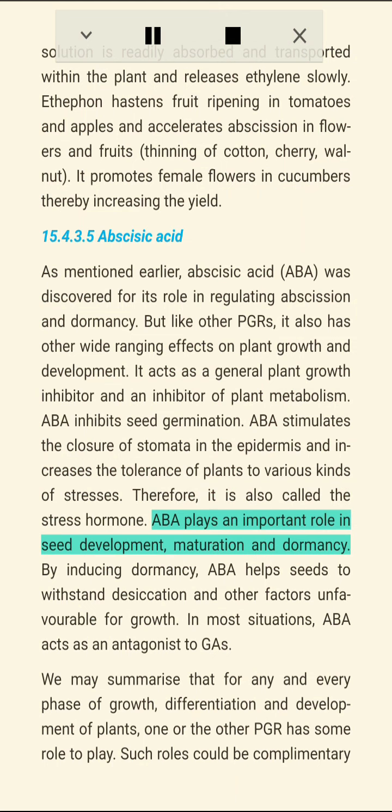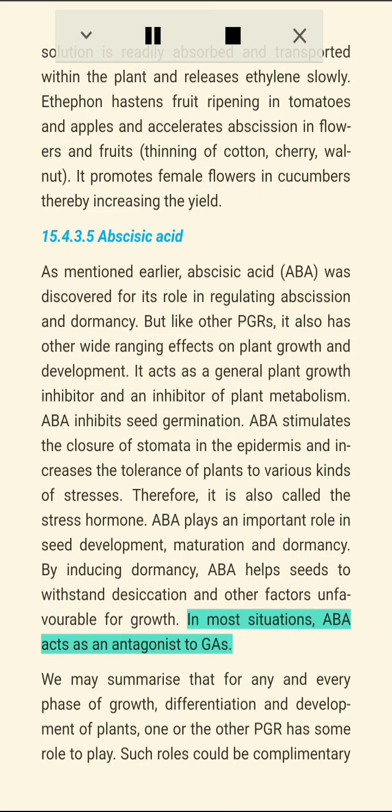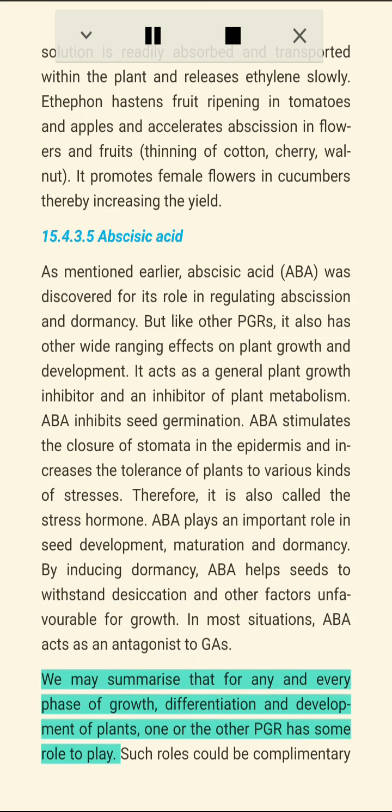ABA plays an important role in seed development, maturation and dormancy. By inducing dormancy, ABA helps seeds to withstand desiccation and other factors unfavorable for growth. In most situations, ABA acts as an antagonist to GA.